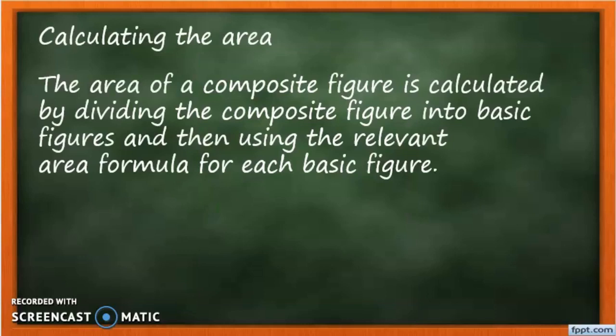So calculating the area. Suppose you weren't given any grid or graph. How would you find the area of a composite figure? To do that, the area of a composite figure is calculated by dividing the composite figure into basic figures and then using the relevant area formula for each basic figure. Alright, so very simple. So let's look at a video which does exactly that.